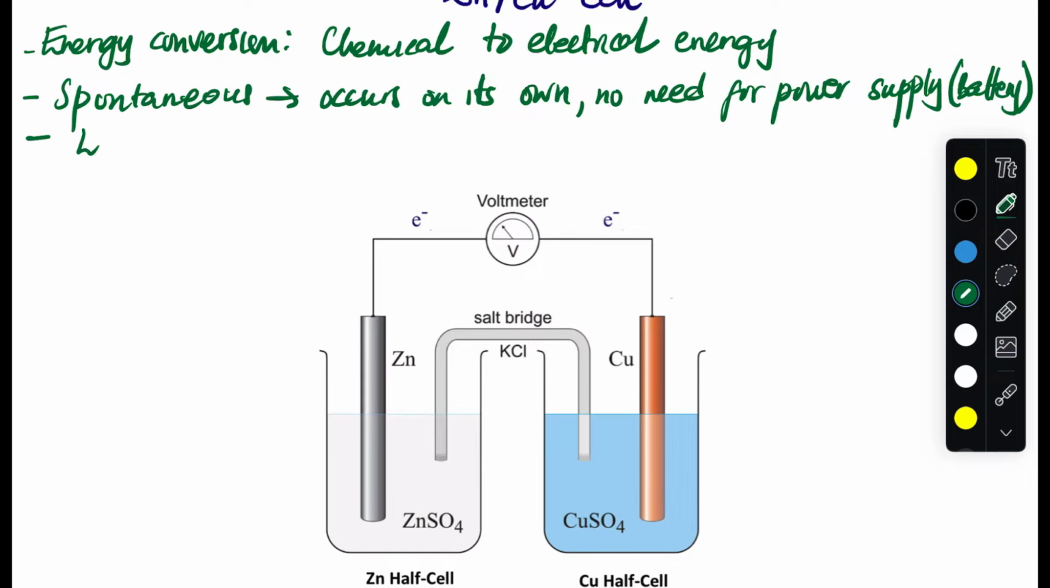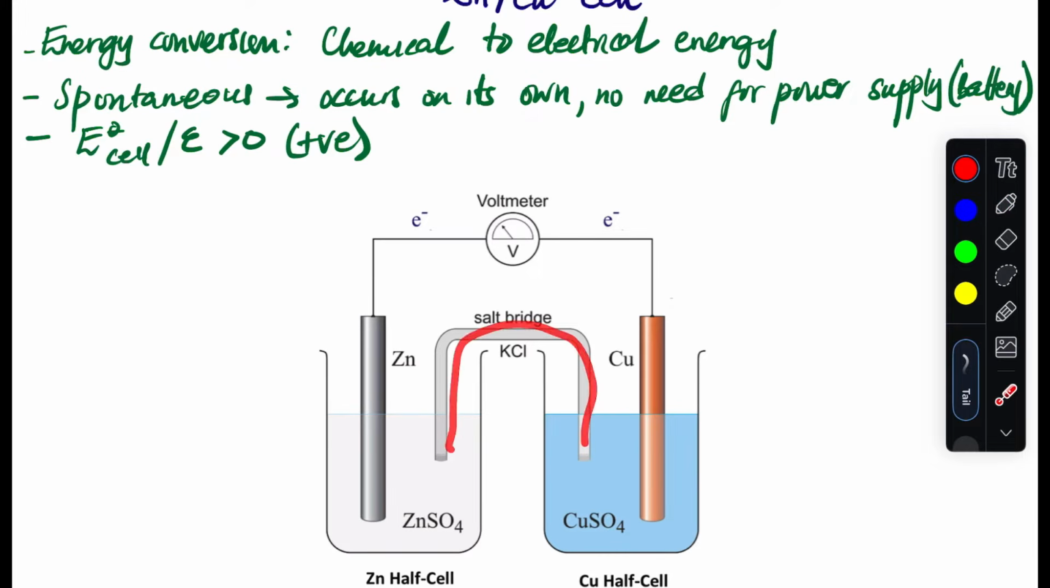And then the E cell, or the EMF that is produced or induced here, is greater than zero, or it's positive. It will always be positive because it's spontaneous, right? And another thing that is important about the galvanic cell, it has the salt bridge. And the salt bridge, what does it do? It maintains the electrical neutrality and it completes the cell, right?